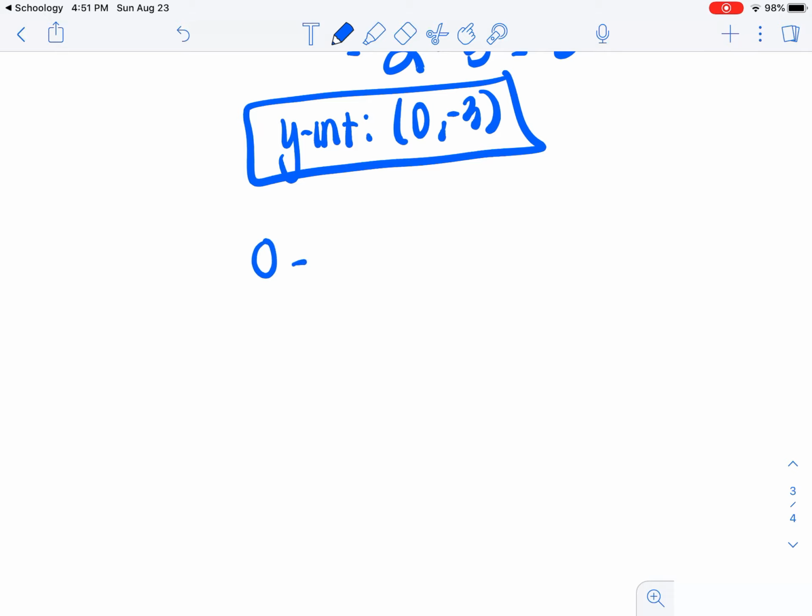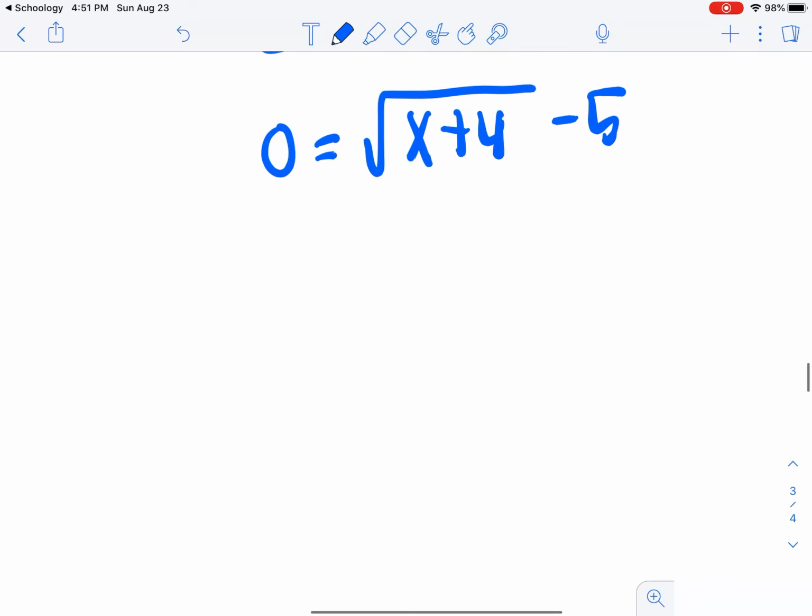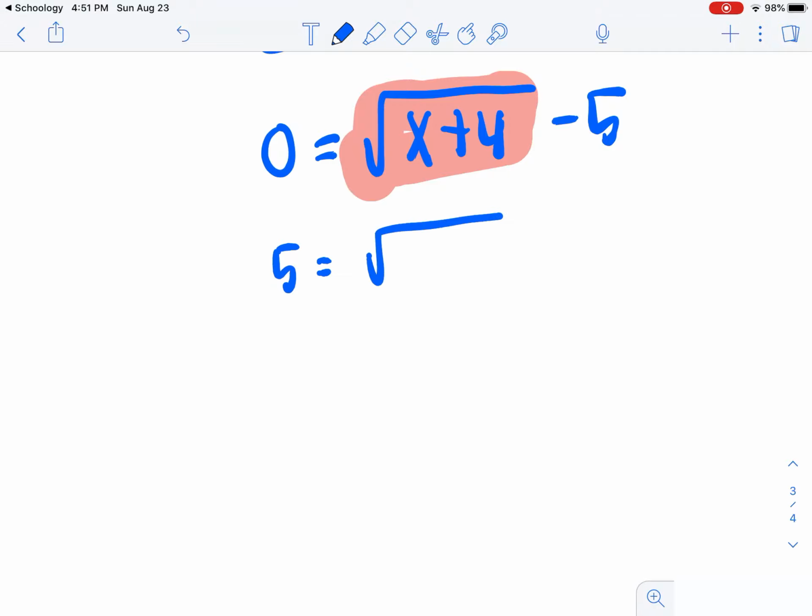X-intercept and zeros are next, so I'm going to set my function equal to 0. 0 equals the square root of x plus 4 minus 5. All right, I need to solve this equation. So realize I have to get rid of this square root by squaring both sides. But before I do that, it has to be isolated. So I'm going to add 5 to both sides.